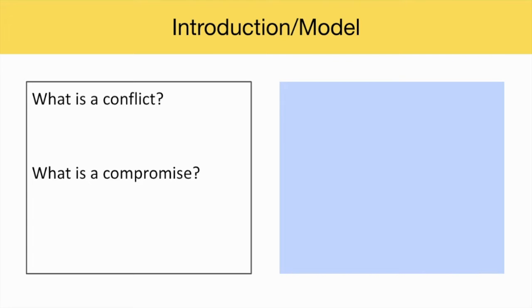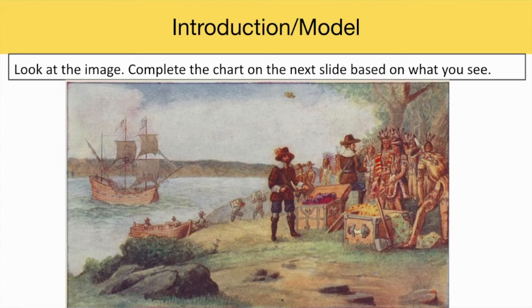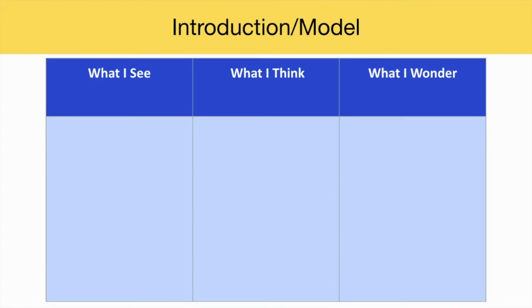First, lead a discussion on what a conflict is and what a compromise is. Allow students to share their responses. Inform the class they will see how New York's early beginnings were shaped by events of conflict and compromise. Next, we'll have students look at the image and complete the chart on the next slide based on what they see, what they think, and what they wonder.